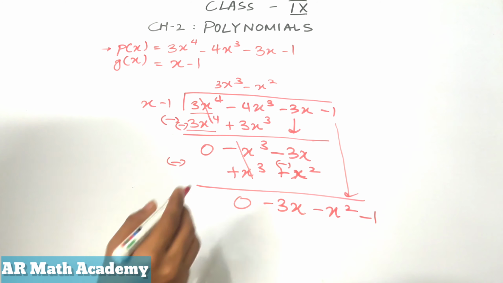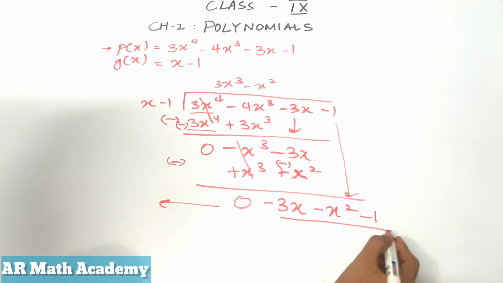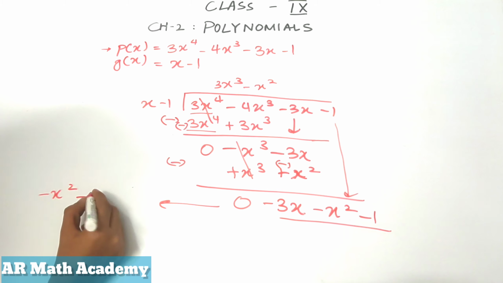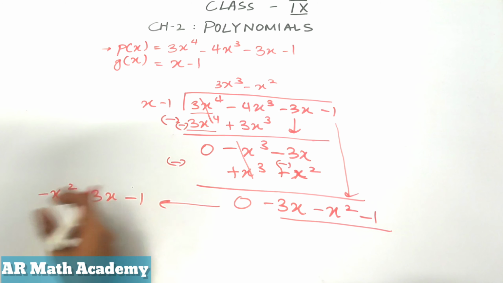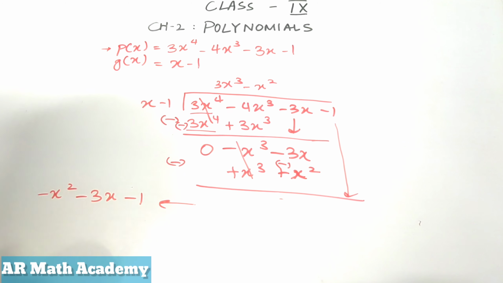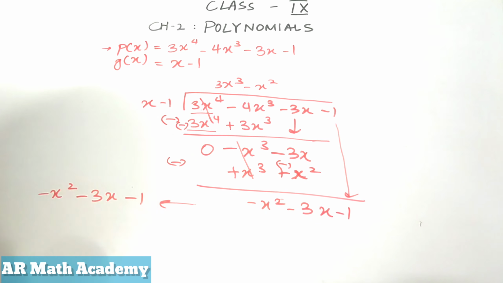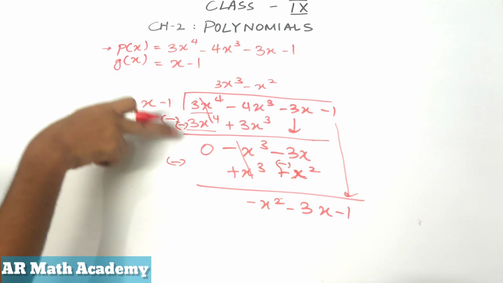Now what you are going to do over here in this step is just rearrange this expression according to its degree. So minus x square will come in first, minus 3x and minus 1. So just rearrange this according to its decreasing order of degree. So I'll replace this term with this. So minus x square minus 3x minus 1. And now simply do the same as what you did over here and here.